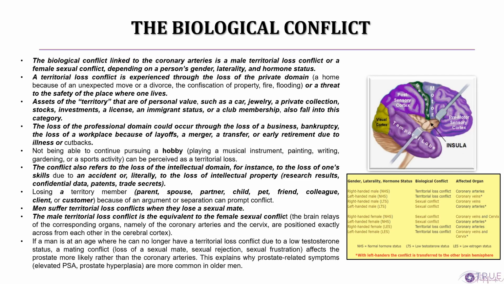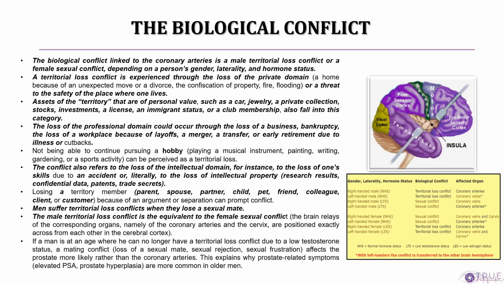Men also suffer territorial loss conflicts when they lose a sexual mate. The male territorial loss conflict is the equivalent to the female sexual conflict. The brain relays of the corresponding organs, namely of the coronary arteries and the cervix, are positioned exactly across from each other in the cerebral cortex, as you can see in the picture here on the right also.